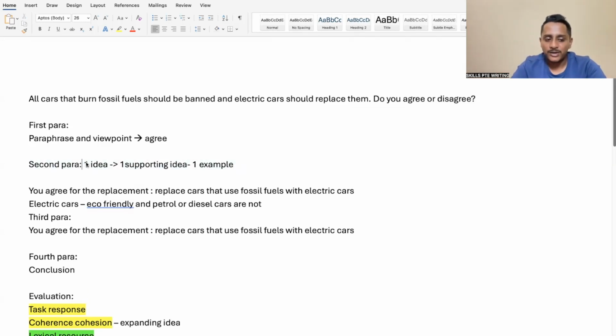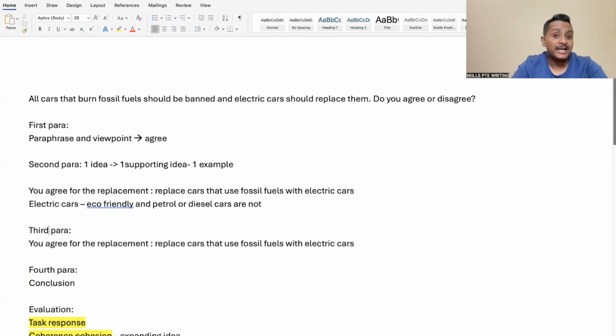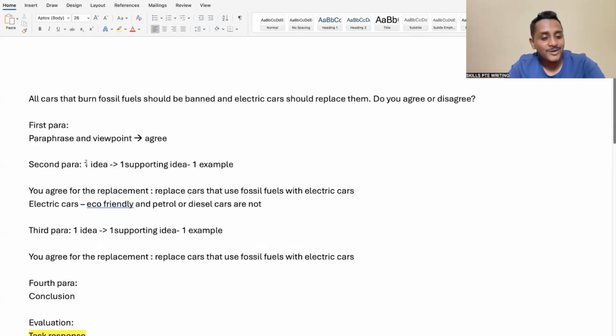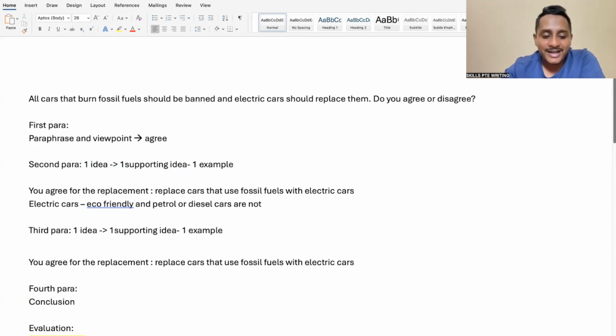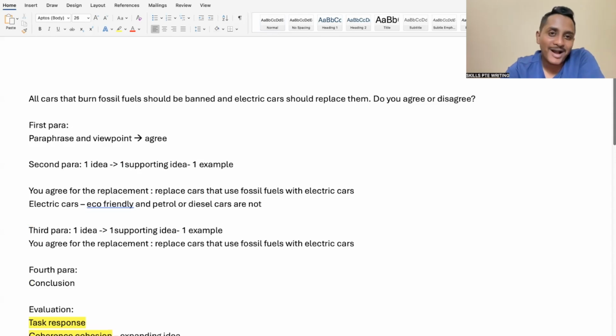Now, eco-friendly is one topic. Can we take it up? Definitely yes. Can anyone give me another paragraph, another idea, please? Second paragraph is done, but for the third paragraph we also need one more idea. Any idea why you think petrol and diesel cars should be completely banned and we should start using electric cars?